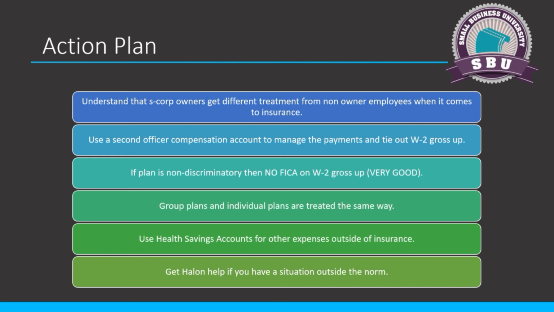Group plans and individual plans are treated the same way. They're basically the same thing, except they just are in a different name. The way that the S-corp treats them is the same. Use health savings accounts for other expenses outside of the insurance, and get Halon help if you have a situation that is outside the norm, right?